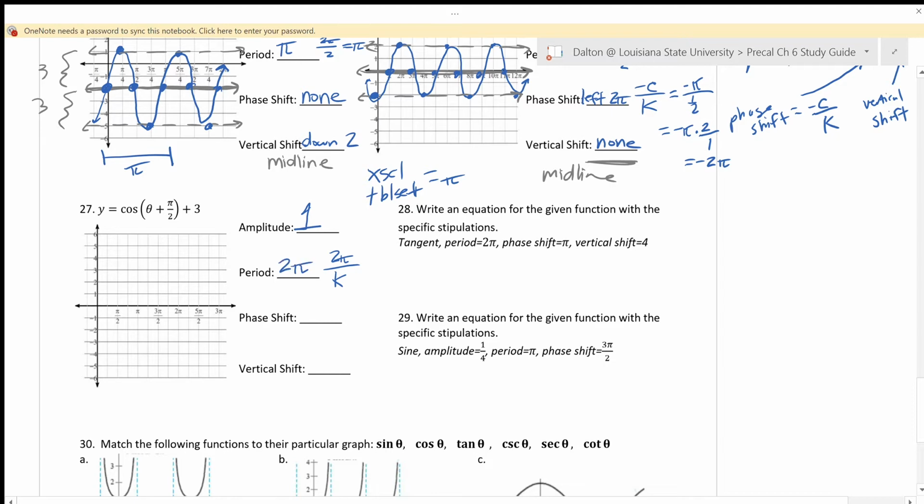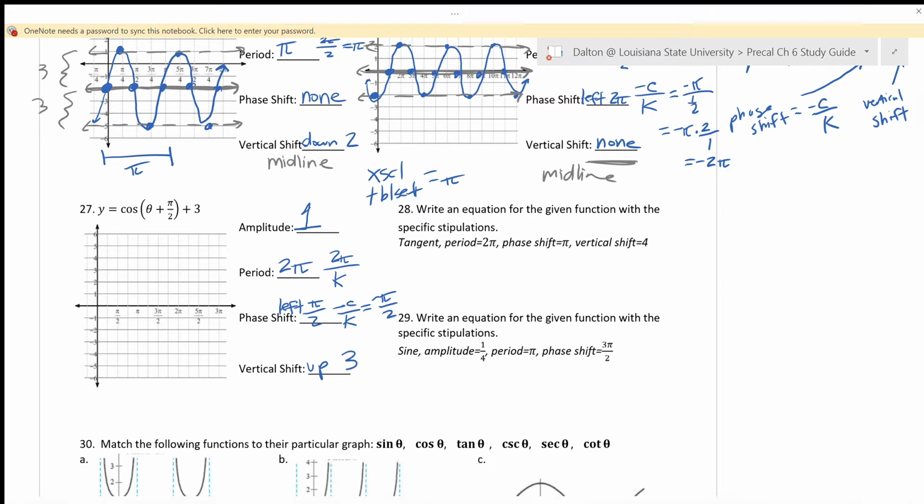And phase shift is going to be negative c over k. Well, again, if k value is 1, then it's just going to be negative c, which is negative pi over 2, which indicates it's going to be to the left pi over 2. And then a vertical shift is going to be my plus h. So since it's plus 3, that means up 3.